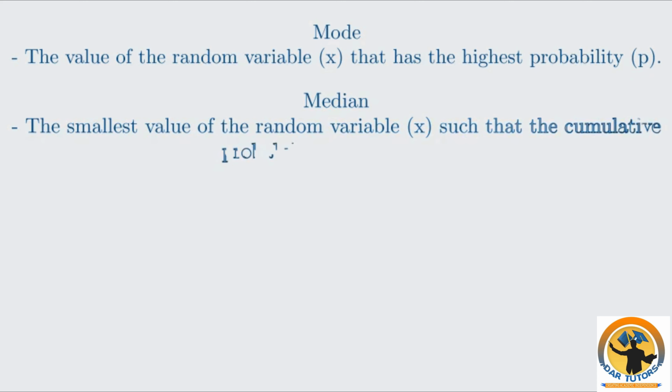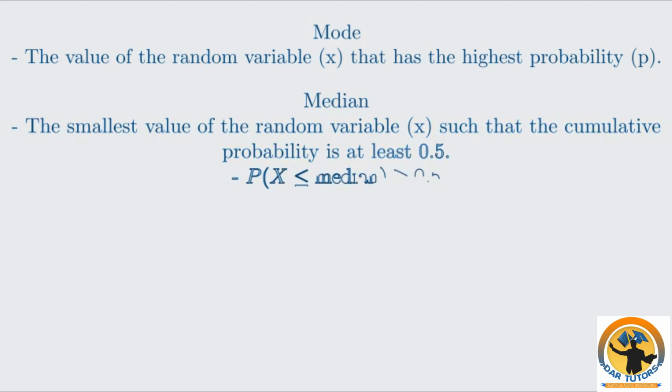To find it, you list the outcomes in order, sum the probabilities, and find the first outcome that crosses the 0.5 threshold. Let's find the mode and median for the marble selection example we did earlier. Here is our probability table.